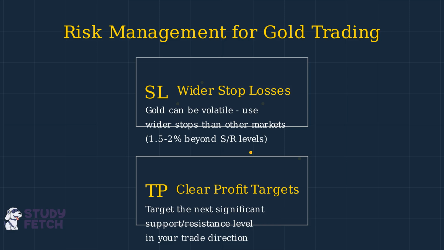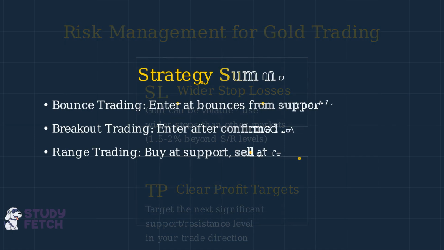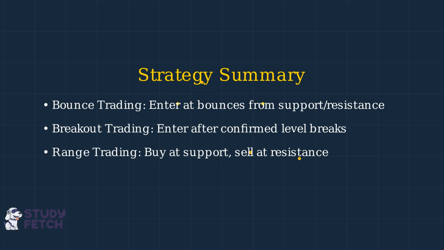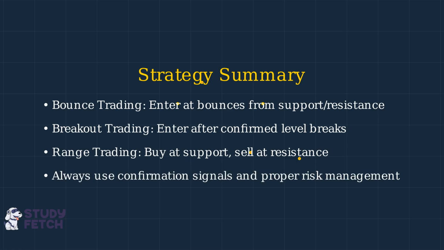And always limit your position size to 1 to 2% of your trading capital per trade to account for gold's increased volatility. To summarize these gold trading strategies, use bounce trading to enter at support and resistance rebounds. Use breakout trading when levels are convincingly broken. Use range trading when gold is moving within defined boundaries. Whatever strategy you choose, always confirm with momentum indicators and implement proper risk management techniques specific to gold's unique characteristics.